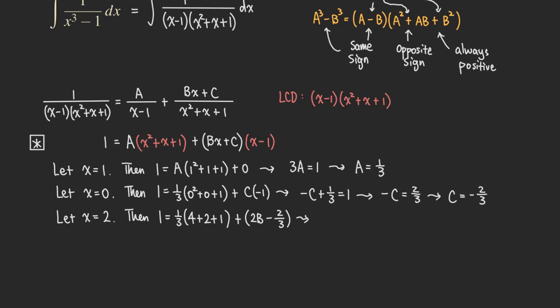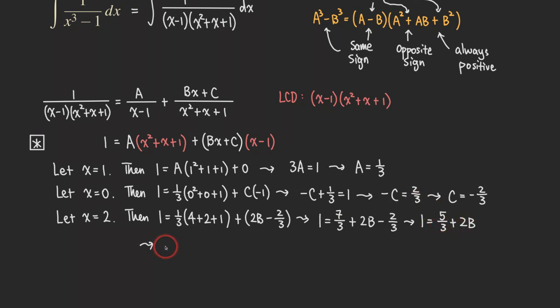Now continue to simplify this equation. Then we are going to get 1 equals. This is 4 plus 2 plus 1. That's 7. So 7/3. And then plus 2b minus 2/3. So you can see that that's going to be 1 equals 2b, and then 7/3 minus 2/3, we can get 5/3, right? So 5/3 plus 2b. Yeah, so continue with the calculation.